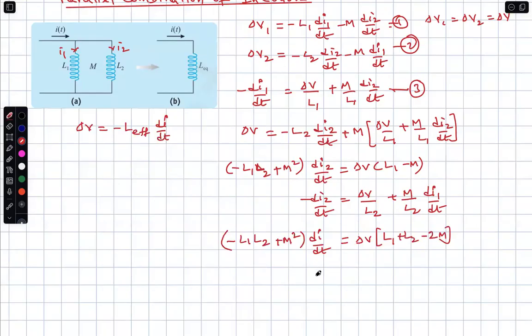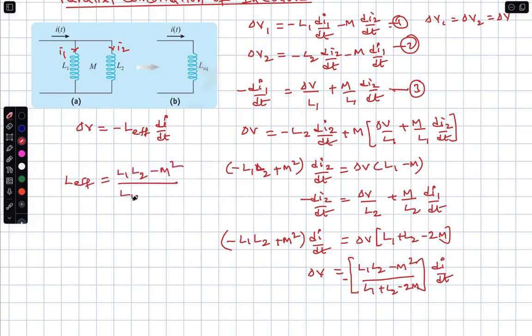So therefore, delta V is some constant. It is like L1 L2 minus M square by L1 plus L2 minus 2M times, the minus I am writing it, di by dt. Now tell me, L effective, I have L1 L2 minus M square by L1 plus L2 minus 2M. What you need to remember is that M square is in the numerator and 2M is in the denominator, but both are minus.